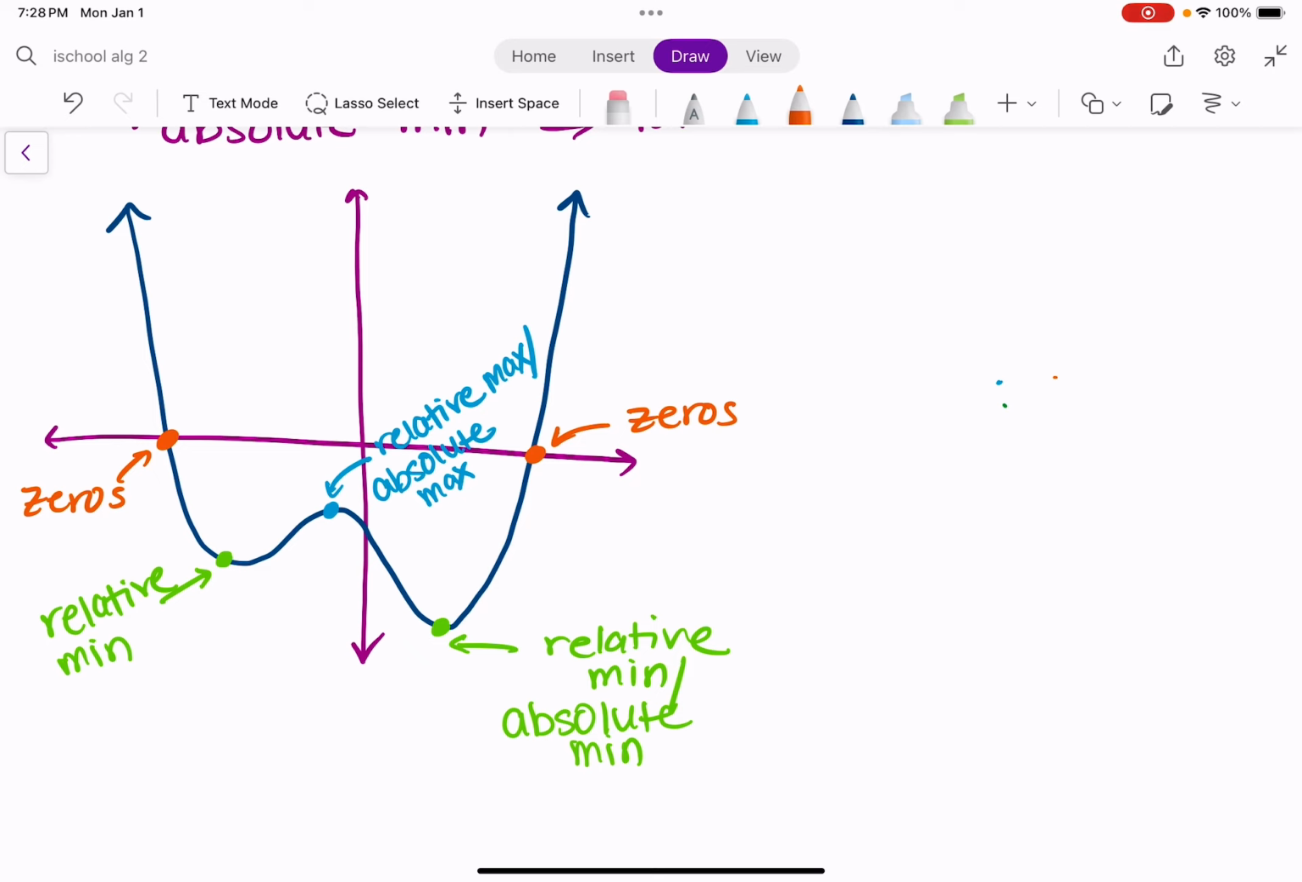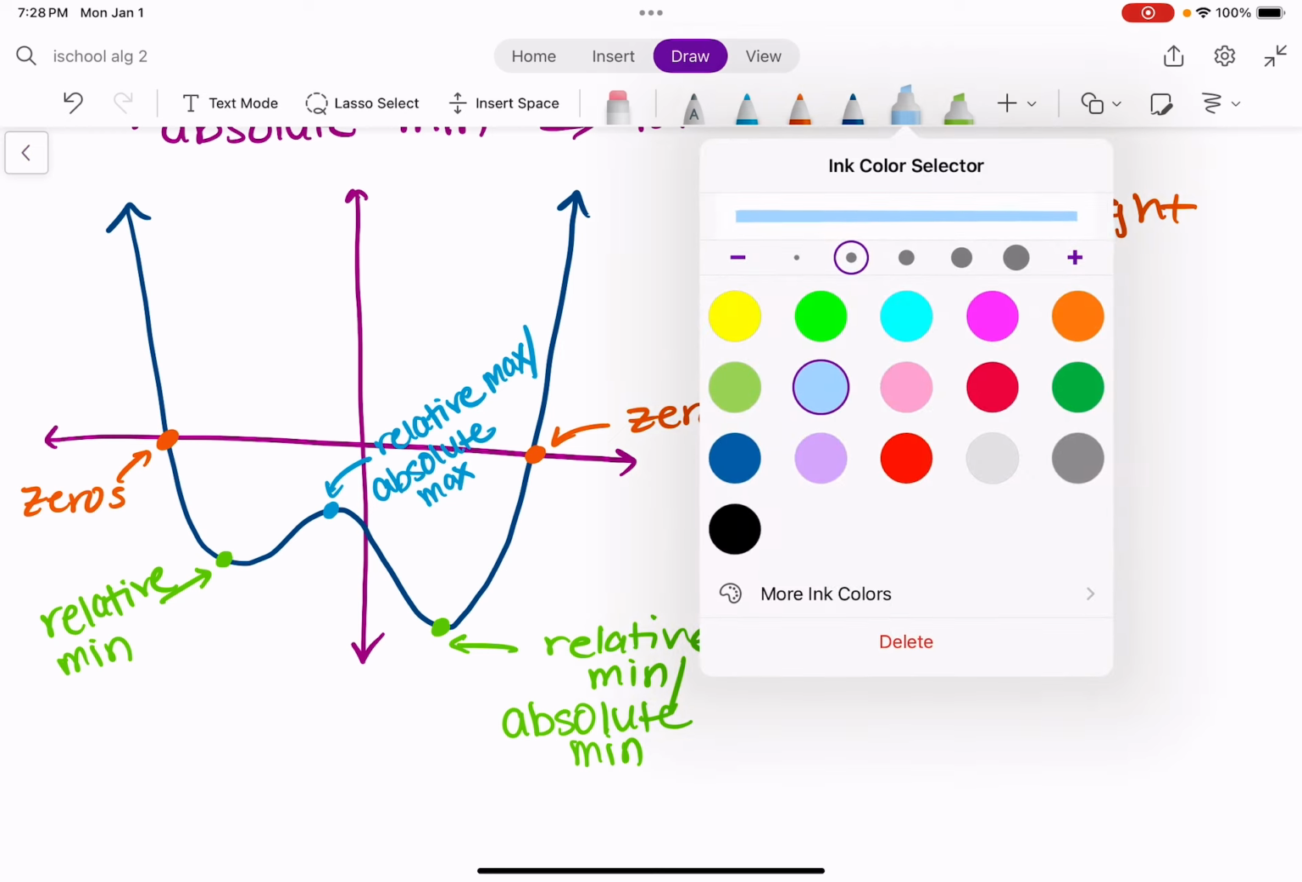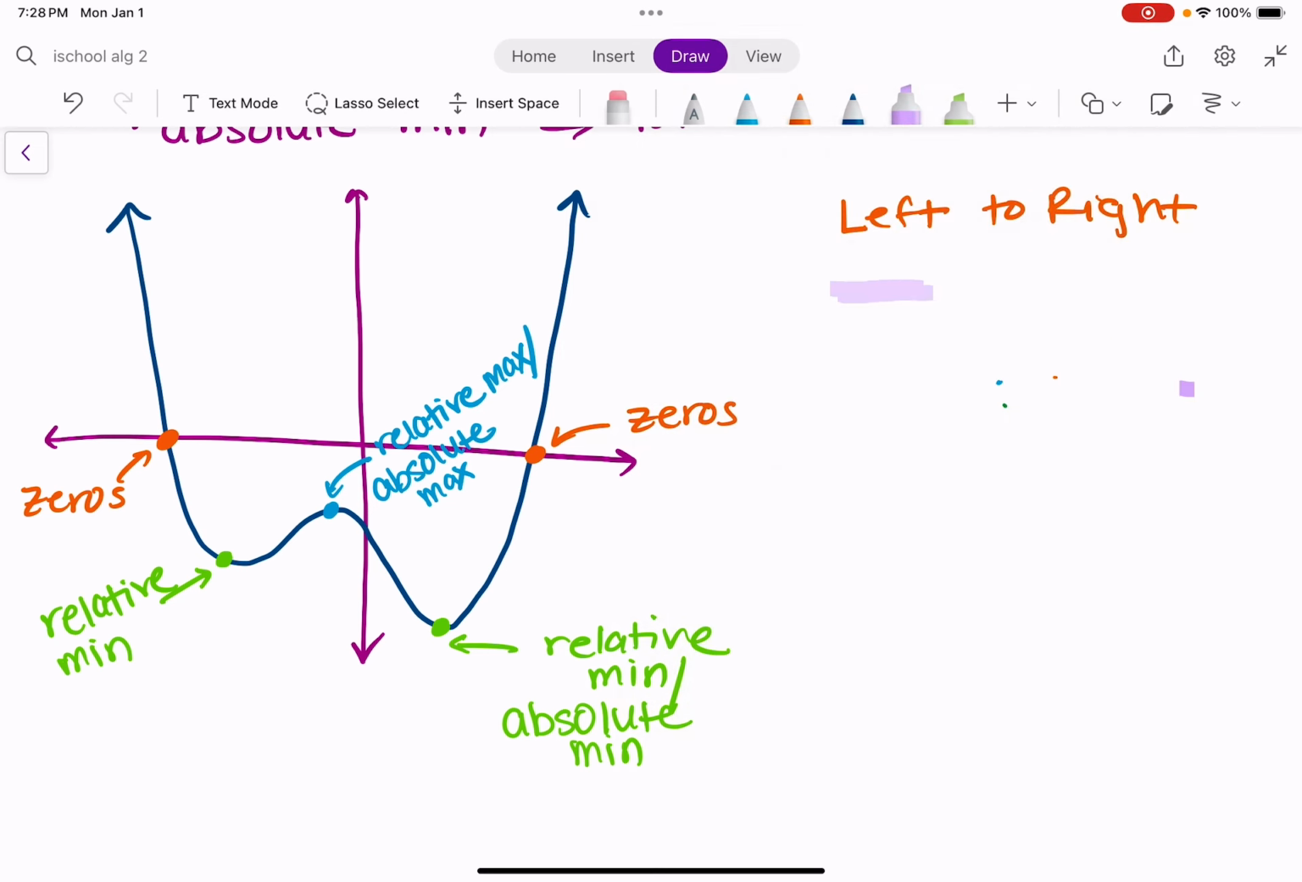And then the last thing we want to talk about is when the graph is increasing or decreasing. So the way that you want to do that is you want to go from left to right, okay? And if I were you, I would get the highlighter. So I'm going to use two highlighter colors. I'll use purple when it's decreasing, and I'll use green for when it's increasing. So starting at the left hand, it's first going down. So it's first decreasing. So I'm going to shade it purple, purple, purple.